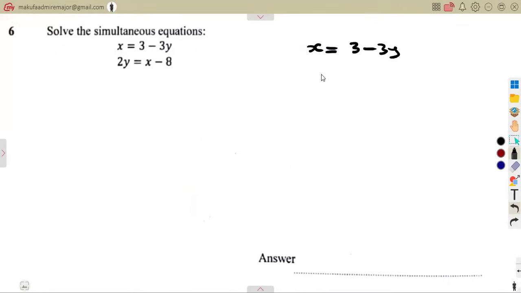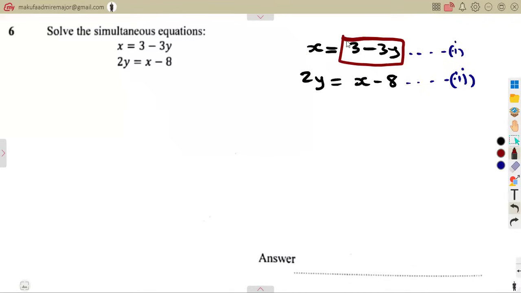If you were to check the first equation, x is already the subject. We are given there x is equal to 3 minus 3y. x is the subject of the formula, so you can just substitute this in place of x. So it was easier for us to apply the substitution method. I'm not saying any other method does not work. No, you can use any other method, but substitution was easy because, as you can see, x here is the subject of the formula. So you can substitute equation 1 into 2.